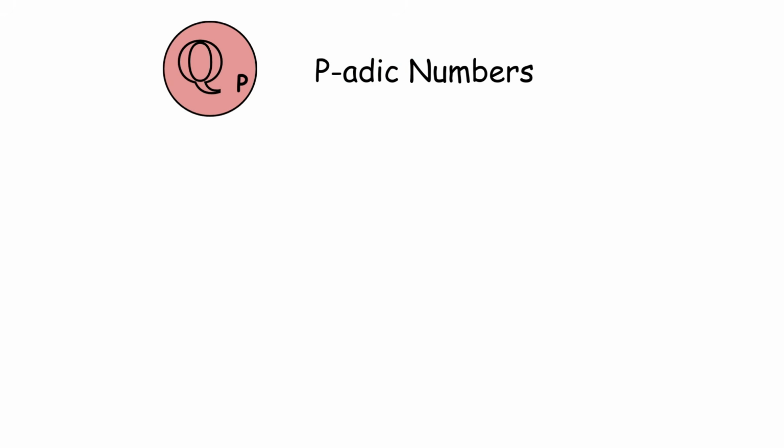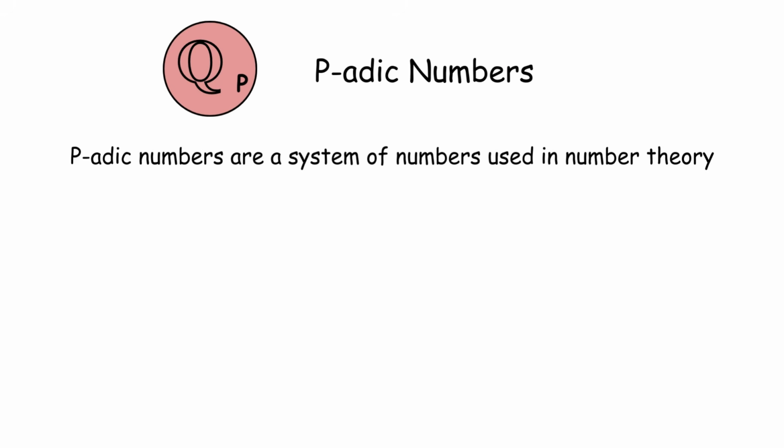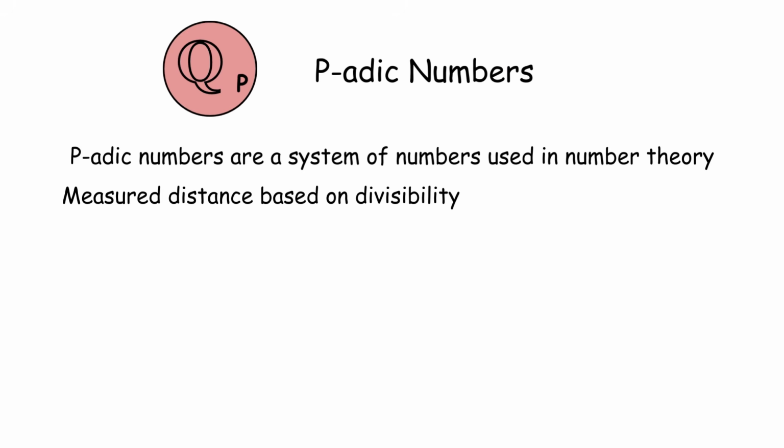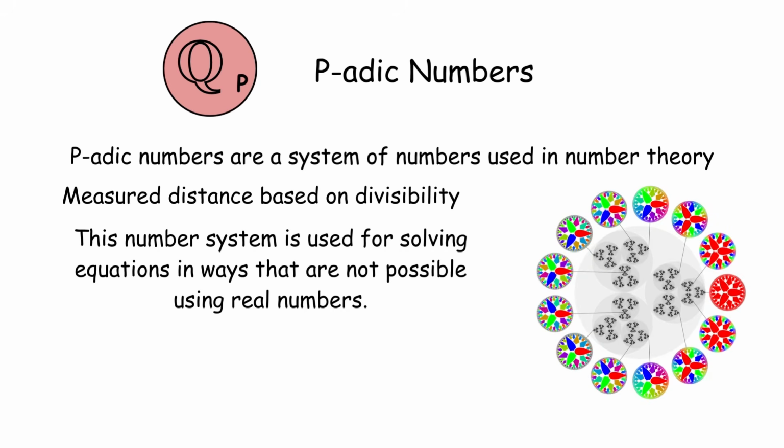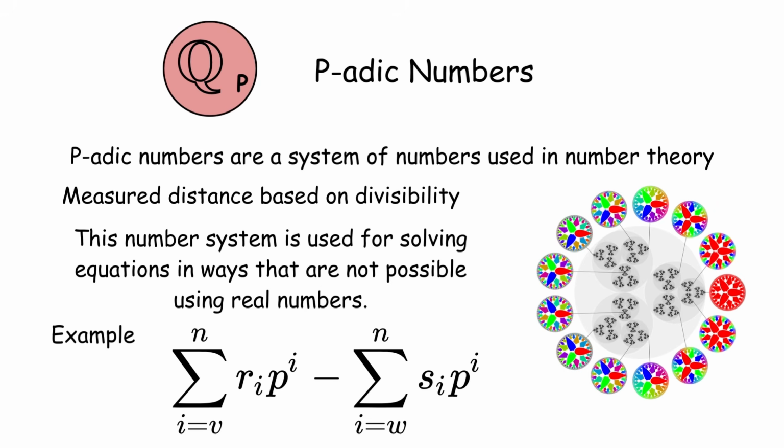P-adic numbers are a system of numbers used in number theory. Unlike real numbers, where distance is measured by absolute value, P-adic numbers measure distance based on divisibility by a prime number p. This number system is used for solving equations in ways that are not possible using real numbers. Example: numbers used in solving Diophantine equations, which are equations that seek integer solutions. P-adic numbers have deep connections with algebraic geometry and are crucial in understanding the properties of numbers and equations.